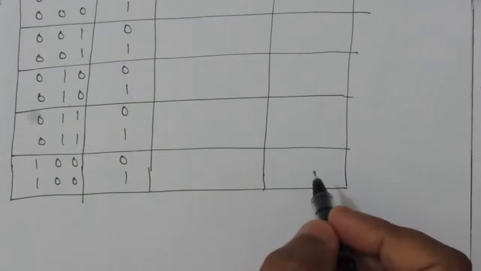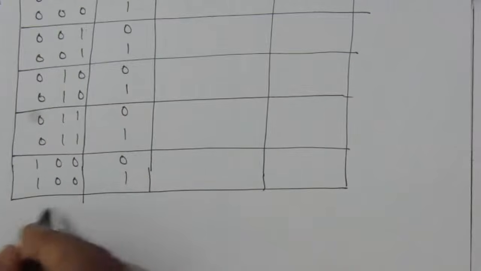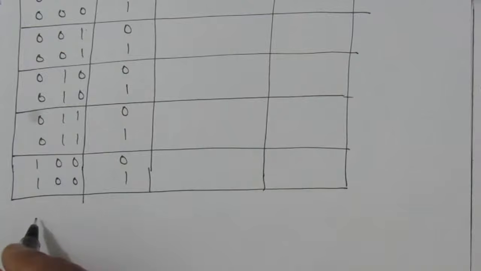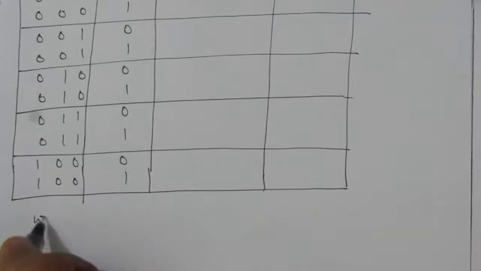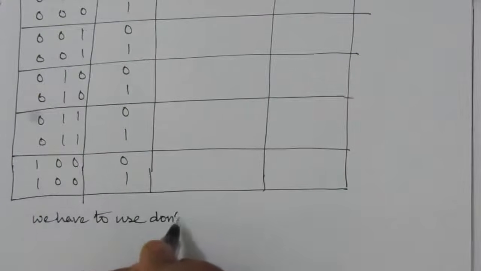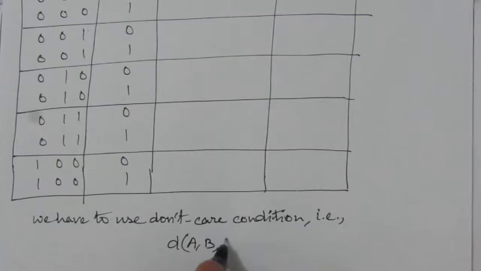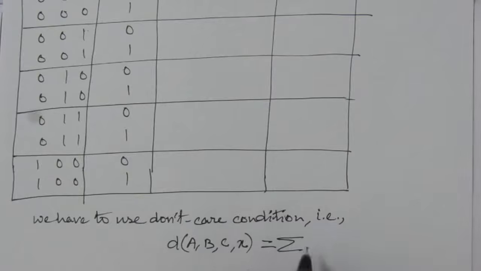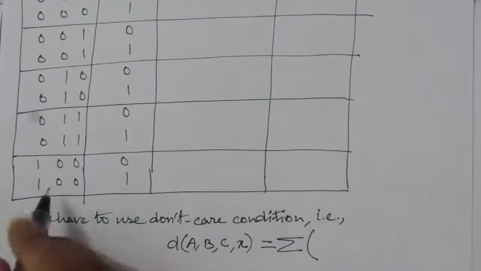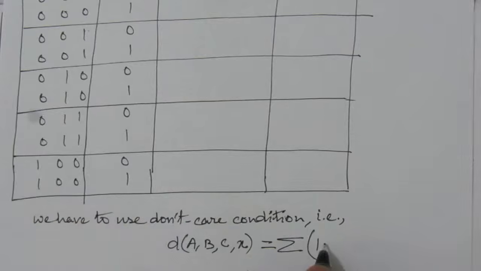In the question it is given that we have to consider all the remaining, that is after 1001, we will have 1010, 1011, like that up to 15, as don't care conditions. We have to use the don't care condition, that is D of A, B, C, these are the present states of the flip-flops, and X. It will be the summation of minterms, this 1001 value is 9, so after 9 we'll have 10, 11, 12, 13, 14 and 15. So these are the don't care conditions.